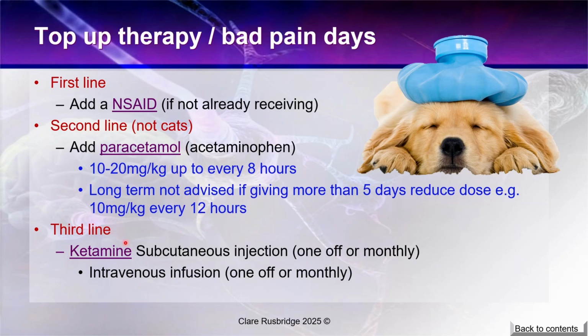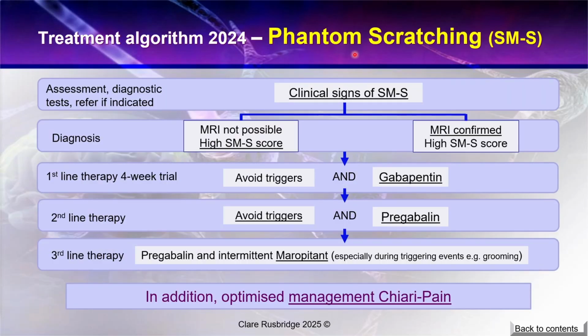And my third line is perhaps a little bit controversial. Again, there is supporting YouTube videos of this. I will give ketamine by subcutaneous injection, which is one-off or monthly. And for very severely affected dogs, I will actually give what I call a ketamine holiday, or I'll take them in for an intravenous infusion. The next thing, however, is phantom scratching, and that has a similar but slightly different approach.